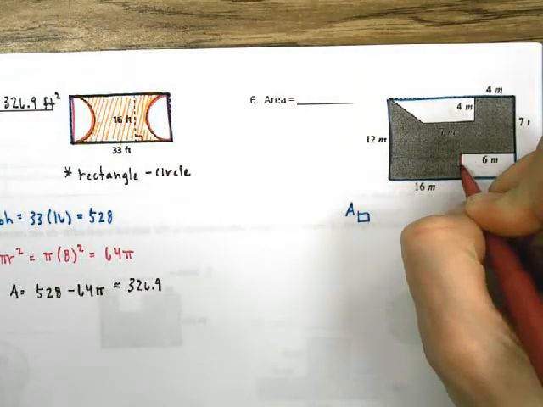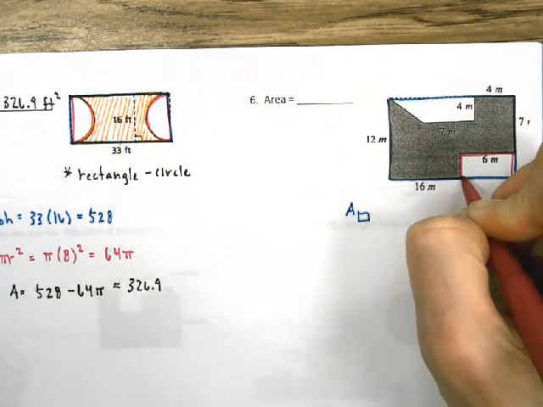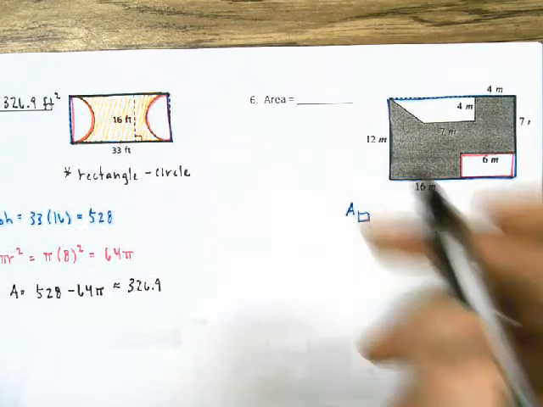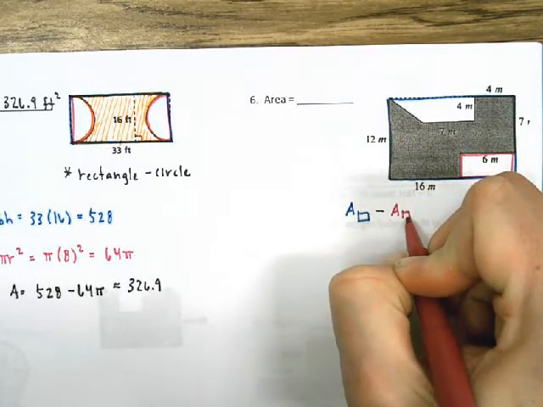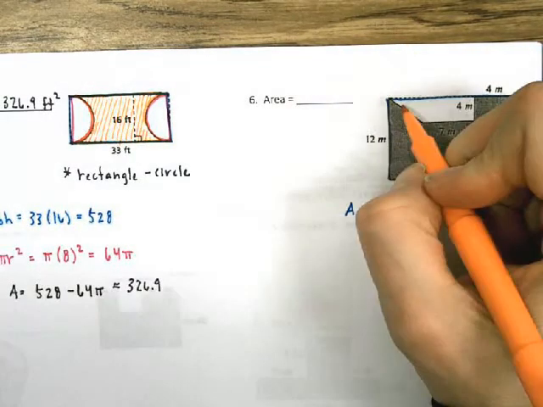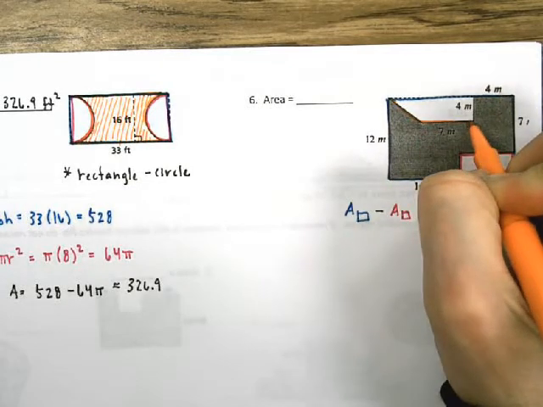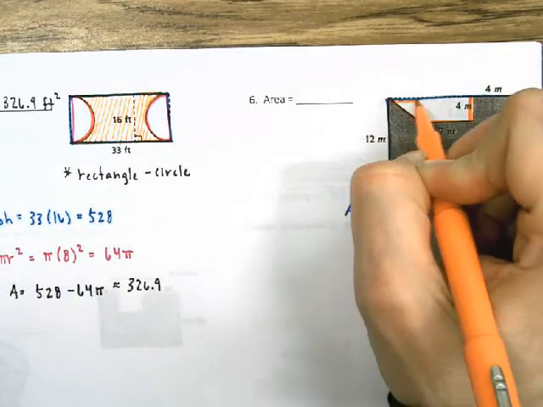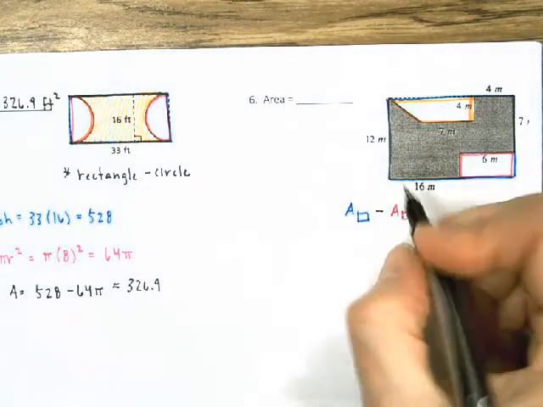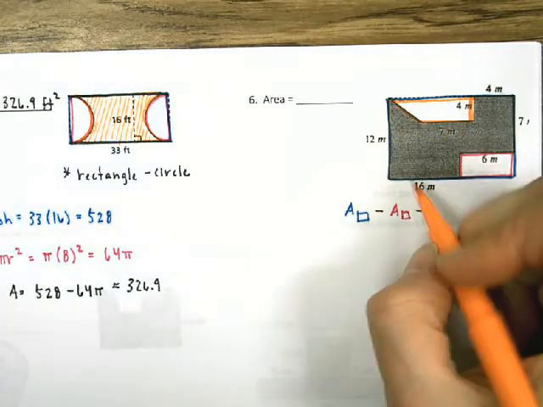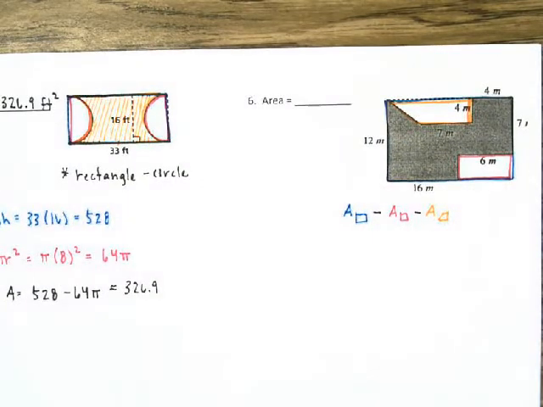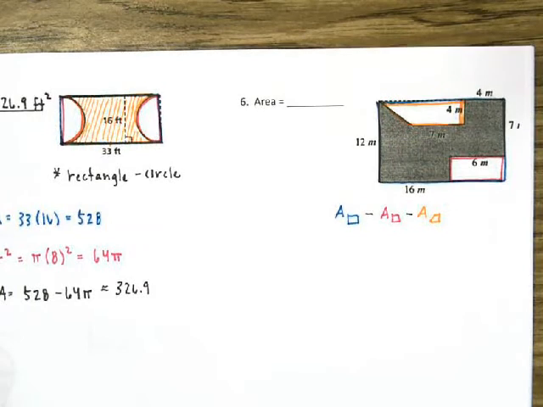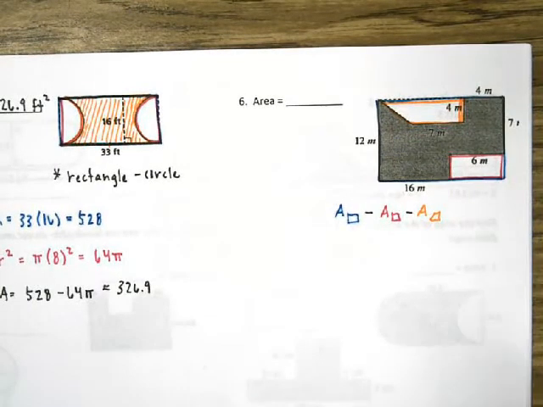Now, I notice then I have to subtract this little rectangle. So I'm going to write some unofficial notation here, minus the area of this little rectangle. And then I'm going to take out this orange trapezoid up here, so I'm going to subtract out the trapezoid. Okay. So now we just have to figure out all these dimensions because it's not really explicitly given to us.